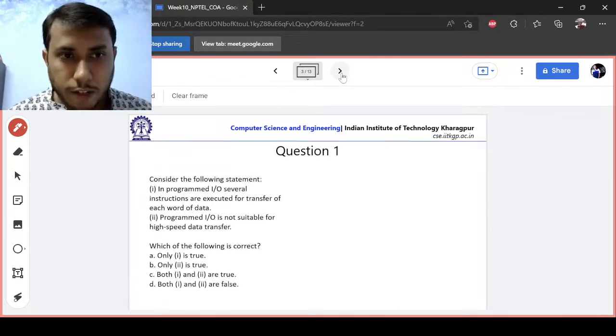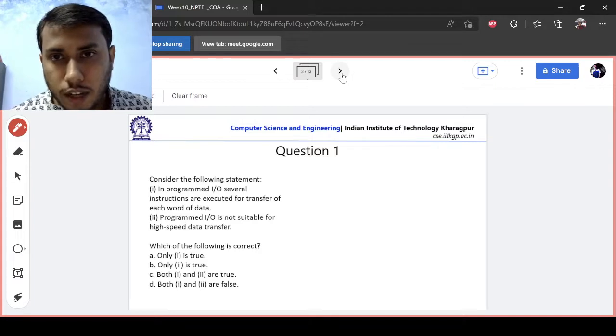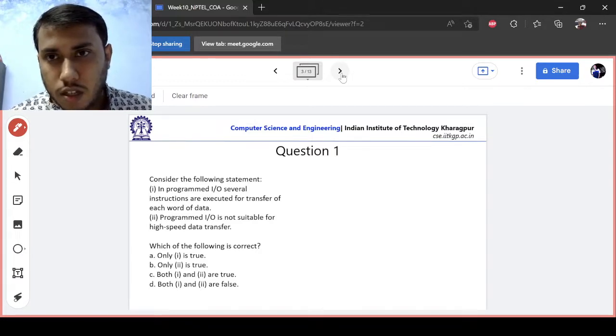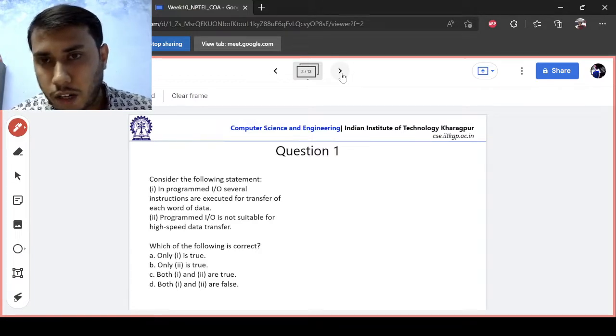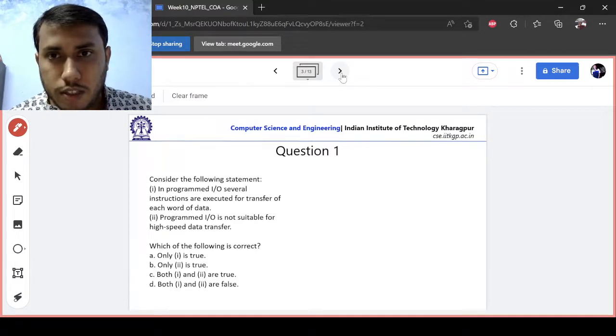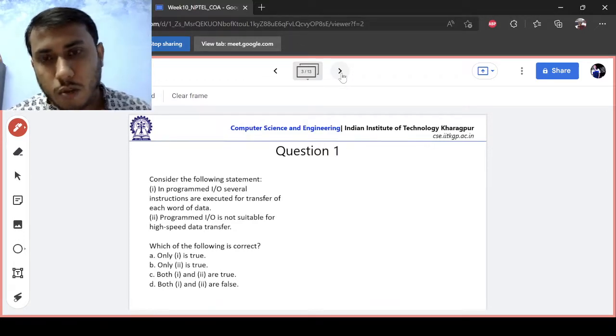This is the first question. Consider the following statements. Statement 1: In programmed I/O, several instructions are executed for the transfer of each word of data. Statement 2: Programmed I/O is not suitable for high-speed data transfer. Which of the following is correct? A: option 1 is true, B: option 2 is true, C: both 1 and 2 are true, D: both 1 and 2 are false.